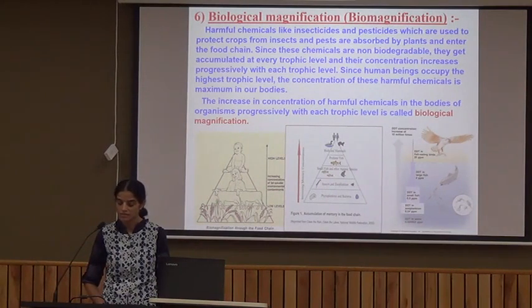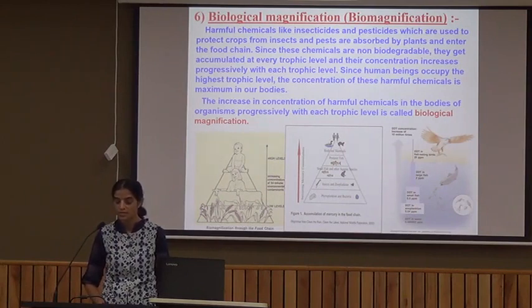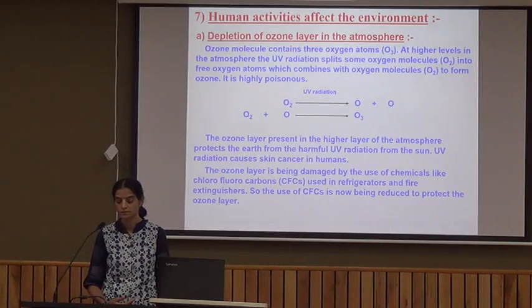The increase in concentration of harmful chemicals in the bodies of organisms progressively with each trophic level is called biological magnification or biomagnification. So human beings are at the top of each food chain, and they are the ones who will be receiving the maximum chemicals in their bodies. So this is called biomagnification.